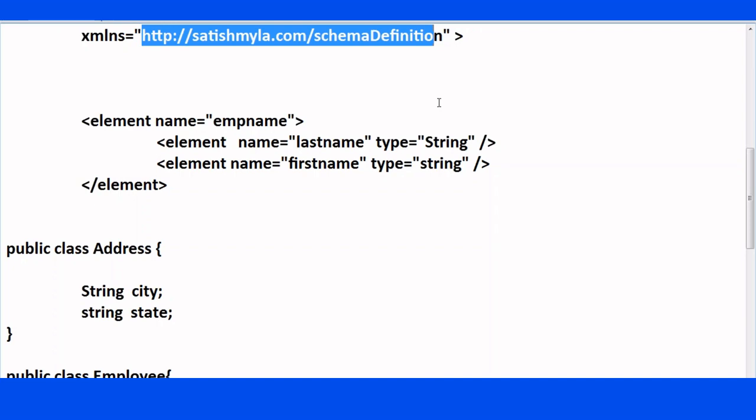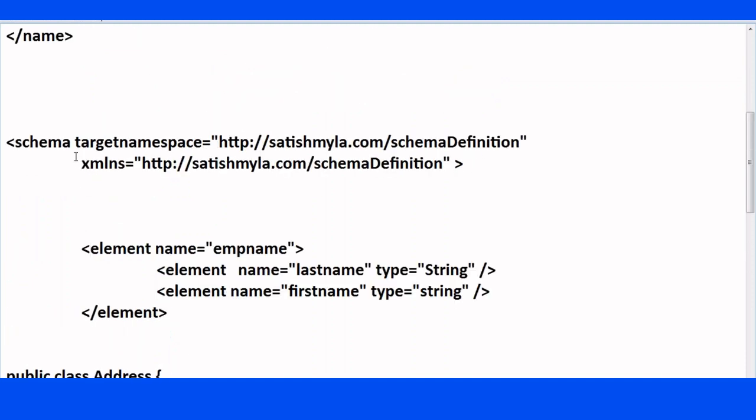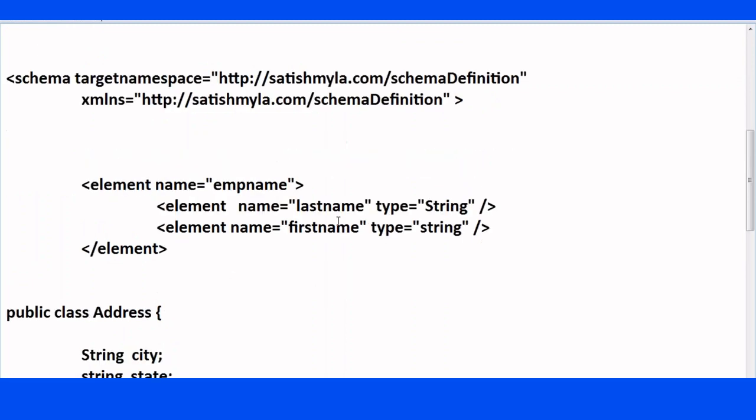So we are importing the namespace. When you import the namespace, no need to mention the target here. If you don't import the namespace, what should happen? You have to give the absolute name, satishmala.com dot element. Instead of this, I'll just use it directly. But the problem is, I can import more than one namespace.